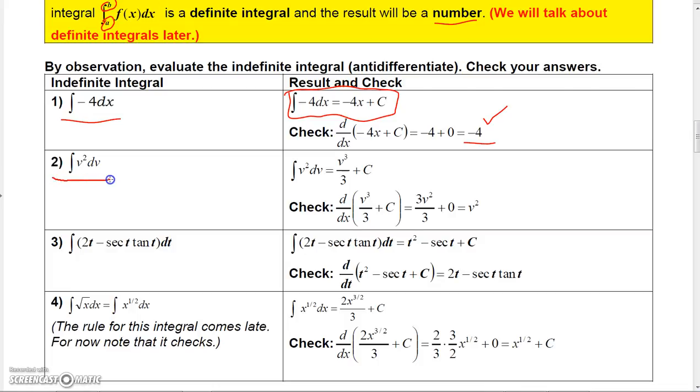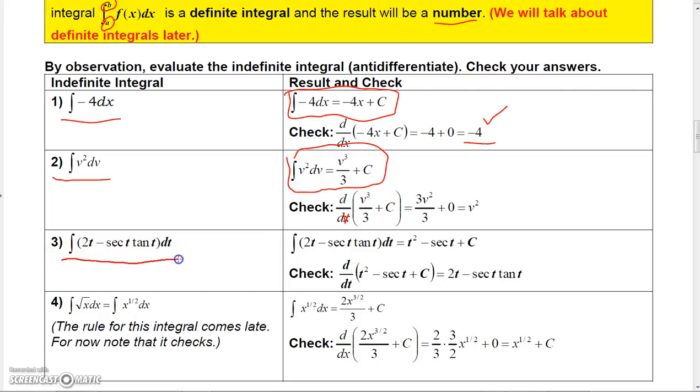Now, if you evaluate the integral of v squared dv, notice I'm integrating a function of v, but I'm using dv, so that's fine. Then I'm going to get v cubed over 3, just like when I did the integral of x squared, and then plus a constant. And I'll let you differentiate this. That should be a v right there, since the variable is v, not x. But I'll let you check the differentiation and see that you get v squared.